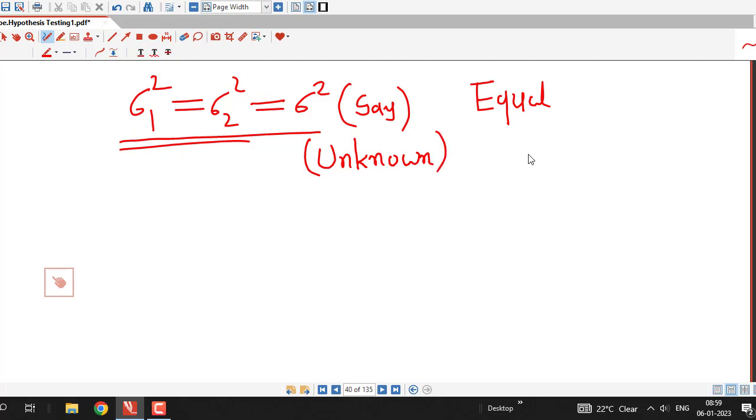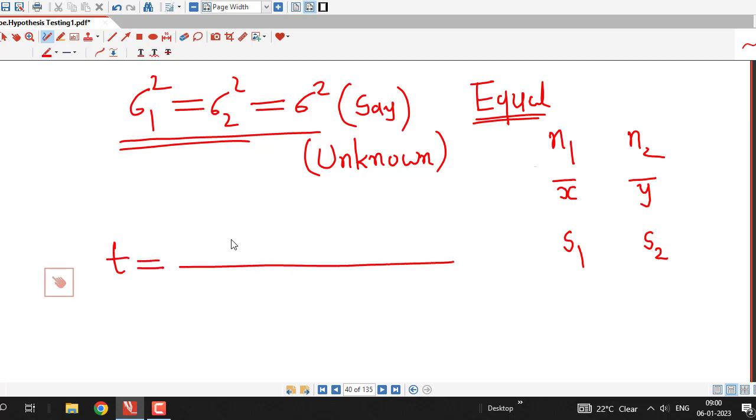So what are we given? We are given two samples of sizes n1 and n2 from two normal populations. We are given the corresponding means for those two samples, that is x bar is the mean of sample 1, y bar is the mean of sample 2, and we are given values of standard deviations of both the samples. So this is the given information, and we assume that population variances are equal. In this situation our t statistic looks like this.